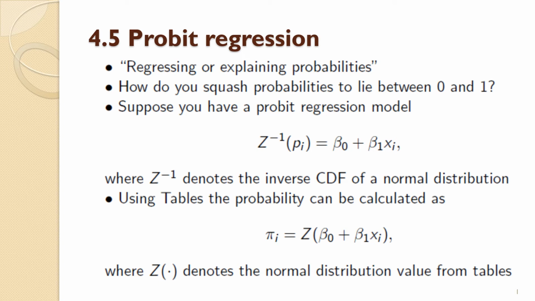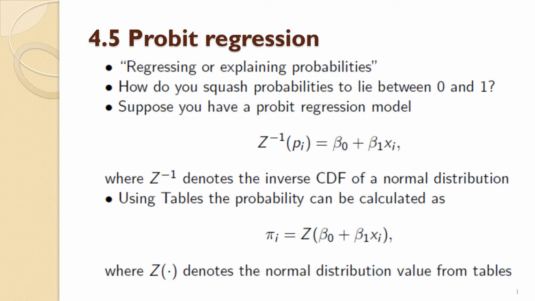So for probability regression then, the basic aim remains regressing or explaining probabilities. It's just a slightly different way of doing this than for logistic regression. The basic problem is still, how do you squash probabilities to lie between 0 and 1? For the probit regression model, this is done as z^-1 of the probability equals the regression bit, where z^-1 is the inverse CDF of a normal distribution. So what this means is that you apply the function z to the regression bit. This then gives you the probability value.